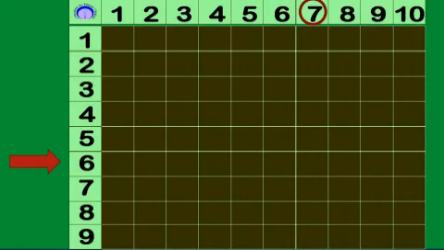6 times 7 is equal to 42. 6 times 8 is equal to 48. 6 times 9 is equal to 54. 6 times 10 is equal to 60. Let's keep counting by 7.